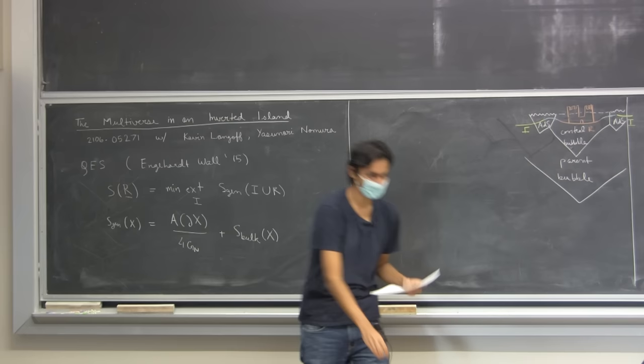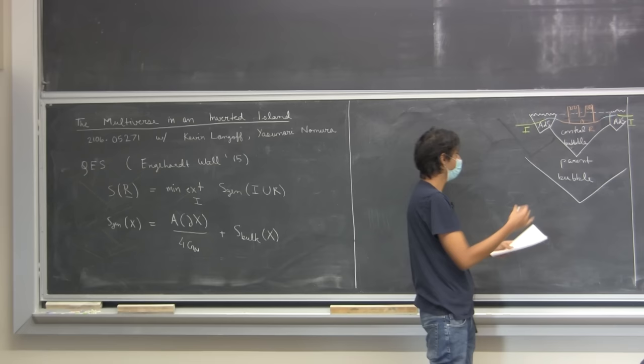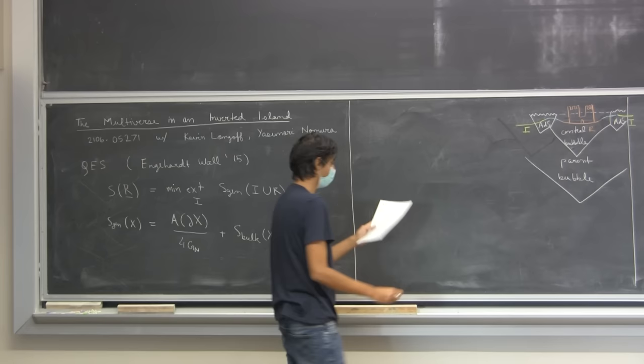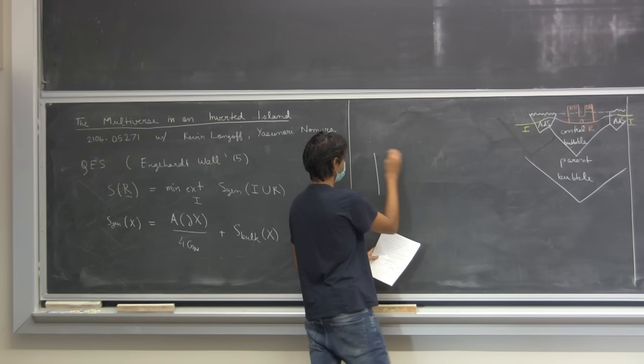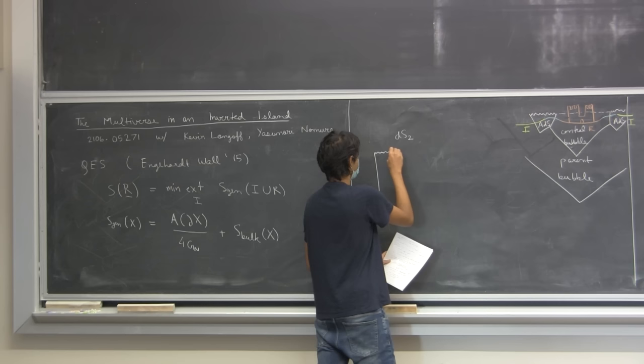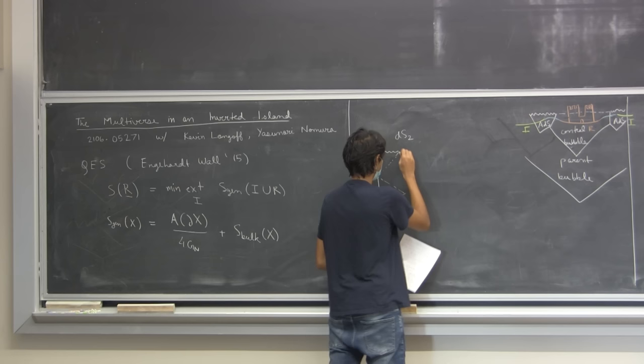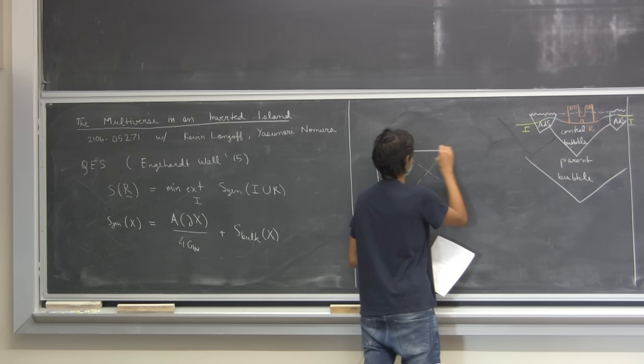So why do I expect this island to exist? I think the first similar looking geometry was given to us by Hartman, Jiang, and Shagulian, and they told us that the island exists in the context of this geometry. So you have this dS2 with conformal matter fields, and you have a crunching patch here, and you have an expanding patch here, and you identify the two boundaries of this figure.